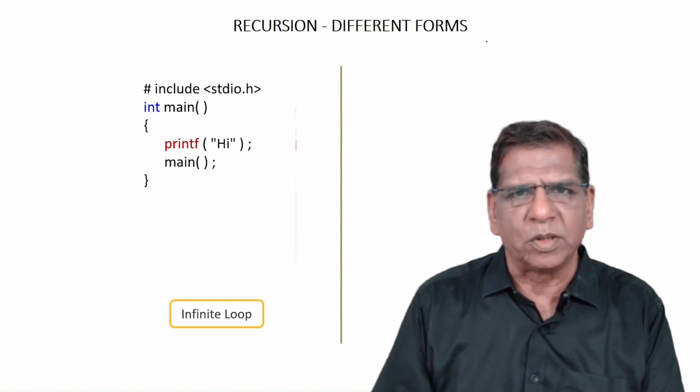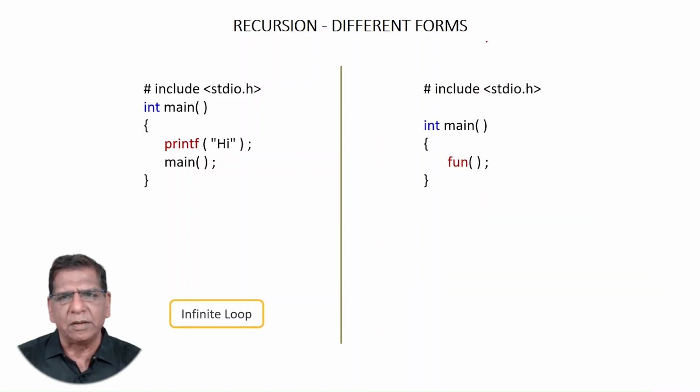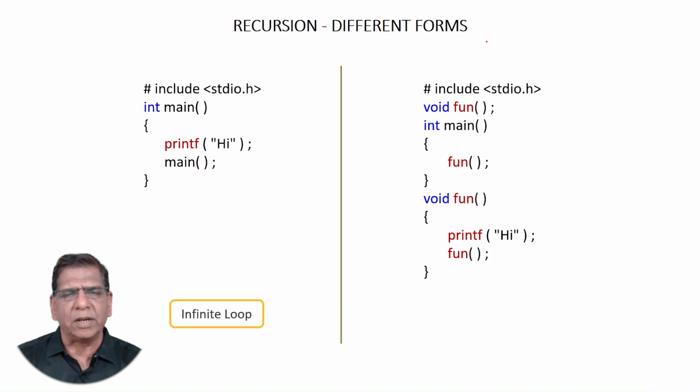Let's look at one more possibility, wherein from main I call some function, maybe fun, and then within body of fun we make a call to the fun itself. At the top we need to have prototype of fun. So execution starts with main, call to fun brings the control to fun, then hi goes to work, call to fun brings the control back here. So fun keeps calling itself, again it becomes an infinite loop.